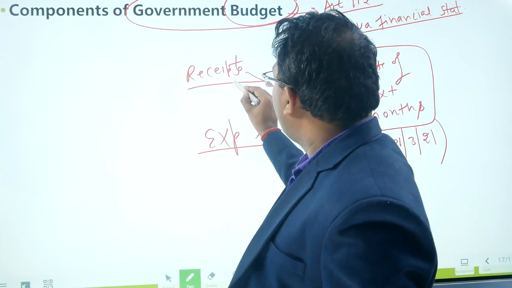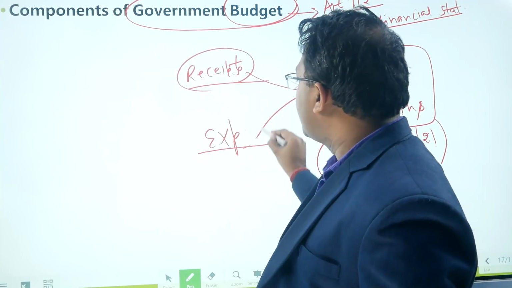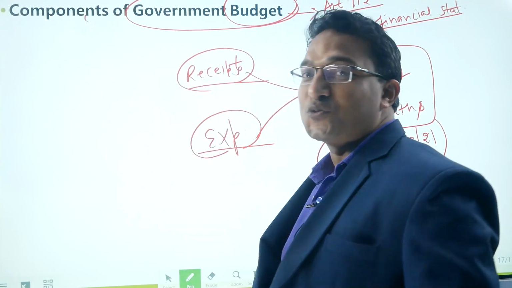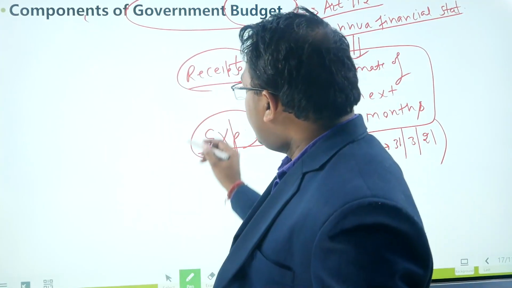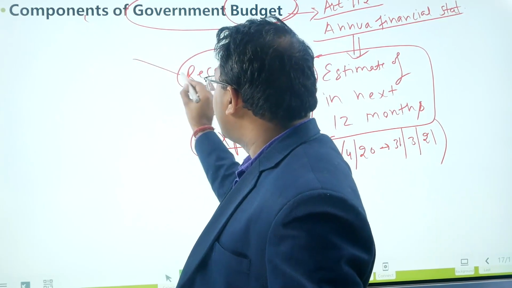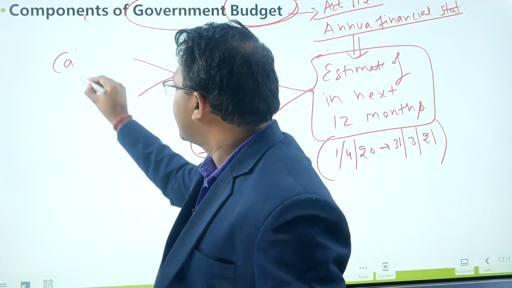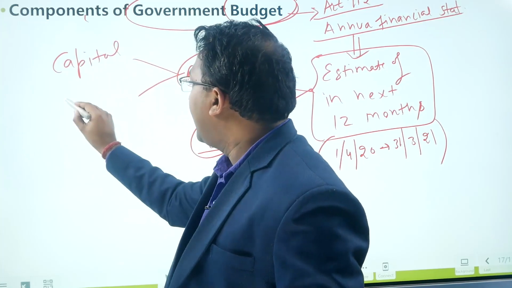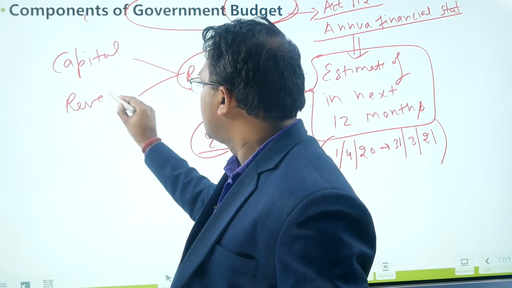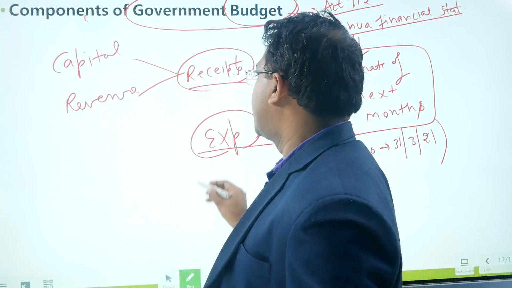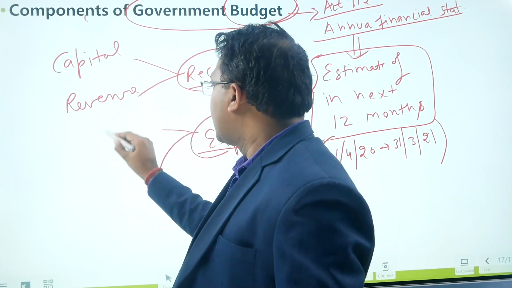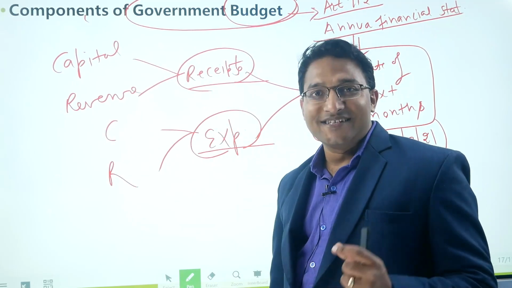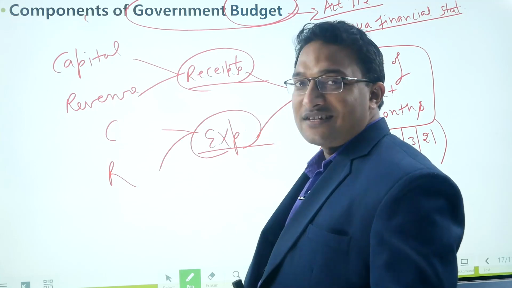Now, if we talk about the components of the government budget, these two are the components: the receipt and the expenditure. Receipt can further be classified into capital receipts and revenue receipts. Similarly, expenditure is also capital and revenue. Now the question arises, what is the meaning of capital and what is the meaning of revenue?